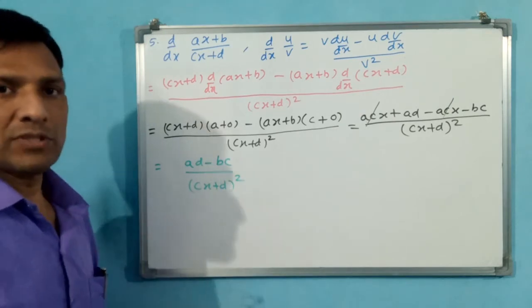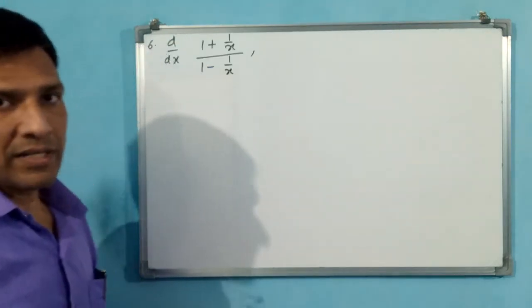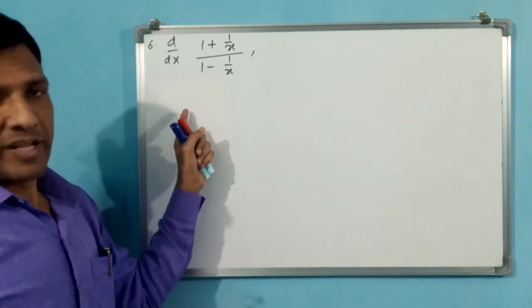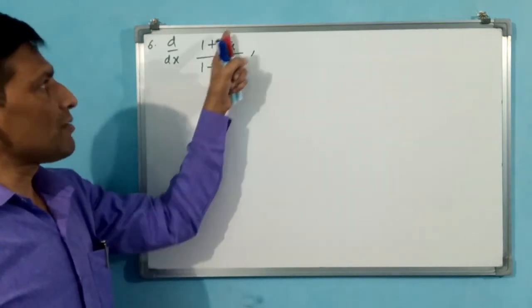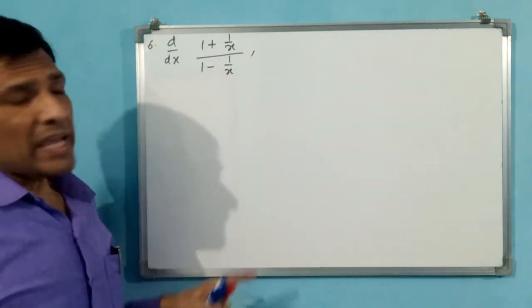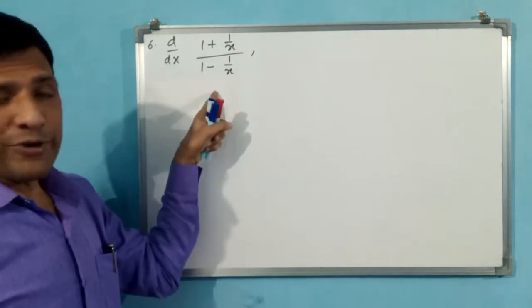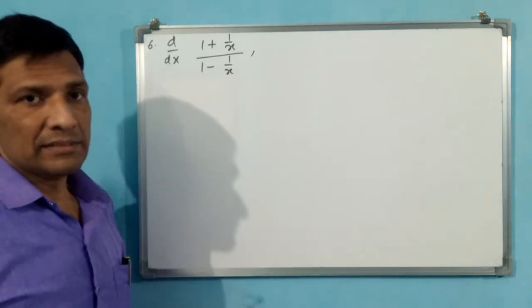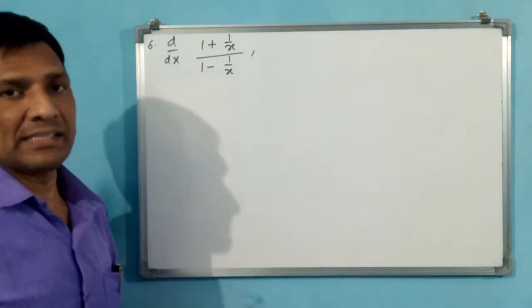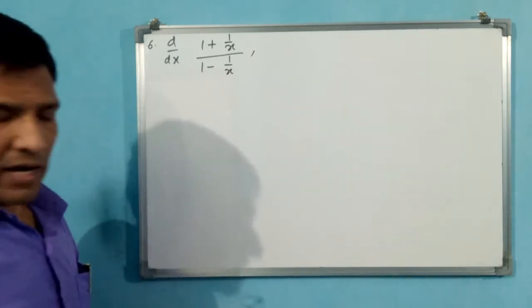Okay. Let us go for 6th question. Okay. See here. Observe the question carefully. D by dx, or derivative, they are asking us to find. This is the function (1 plus 1 by x) by (1 minus 1 by x). You see, if you do some calculation, both denominators are going to come x and x are going to get cancelled. Then rather than this little bit complex, simpler terms will come. Okay. Let us do that.